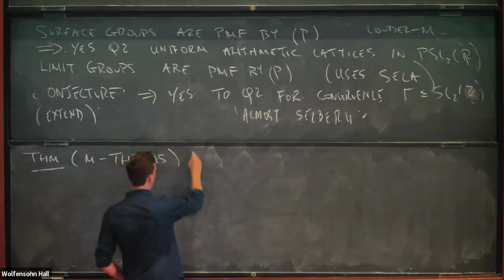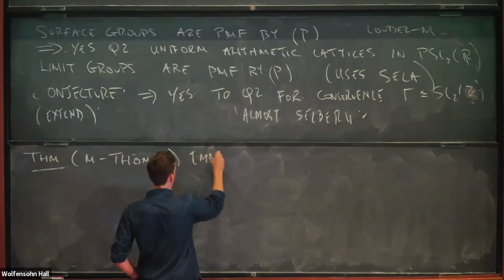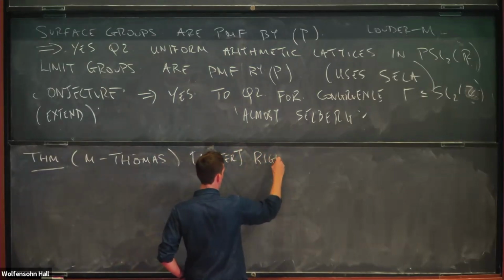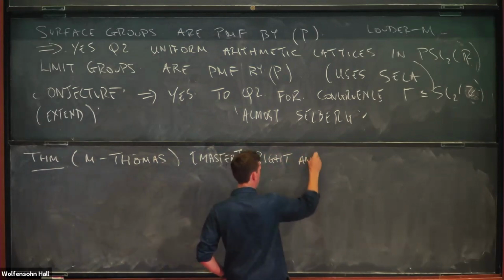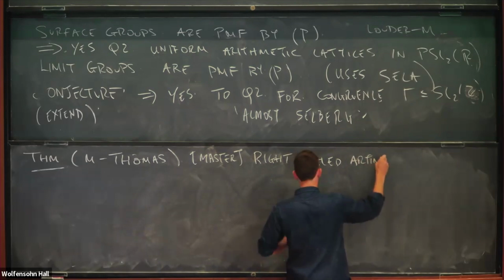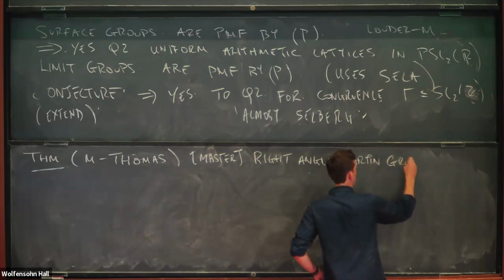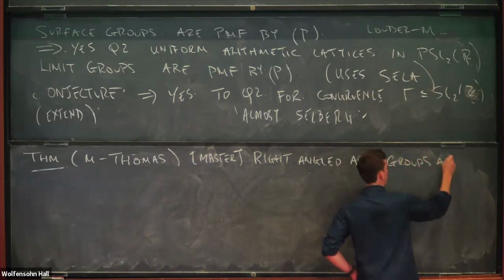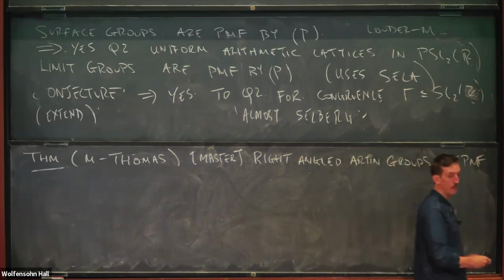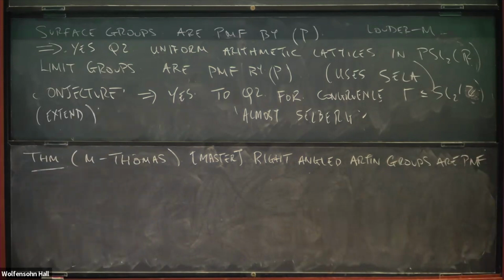So the main part of this theorem is that right-angled Artin groups are PMF. How much time have I got left? You have 2.5 minutes. 2.5 minutes, okay. I'll be done.